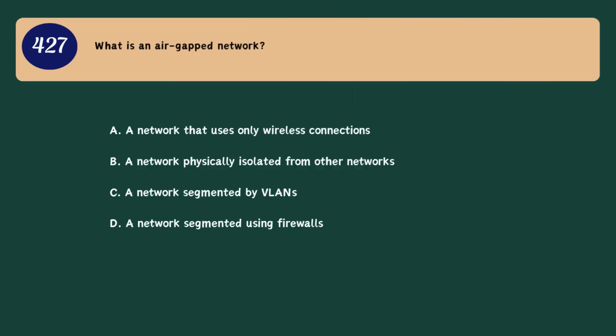Question 427. What is an air-gapped network? A. A network that uses only wireless connections. B. A network physically isolated from other networks. C. A network segmented by VLANs. D. A network segmented using firewalls.